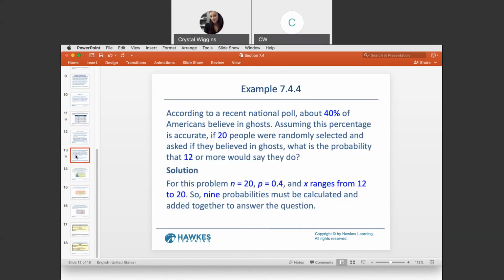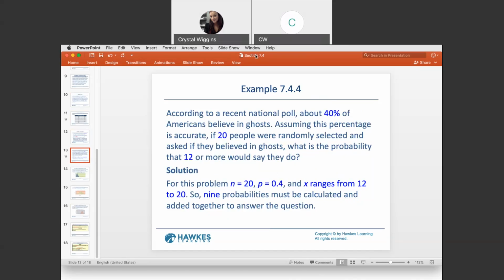According to a recent national poll, about 40% of Americans believe in ghosts. Assuming this percentage is accurate, if 20 people were randomly selected and asked if they believed in ghosts, what is the probability that 12 or more would say that they do? For this problem, n equals 20, p equals 0.4, and x ranges from 12 to 20 because we're saying 12 or more. That includes 12.